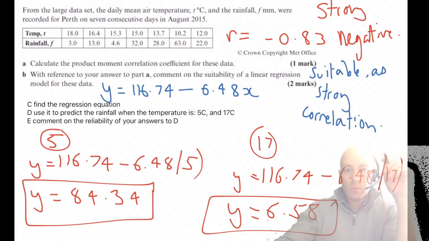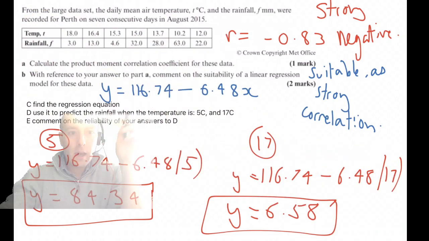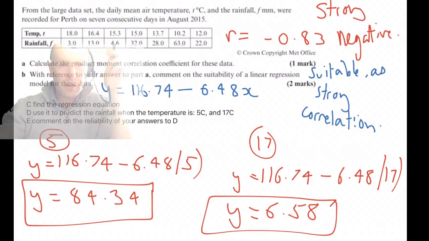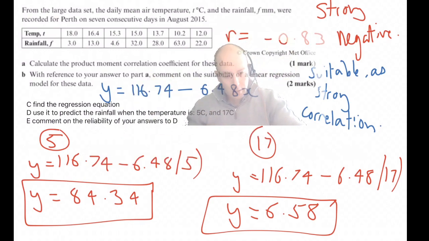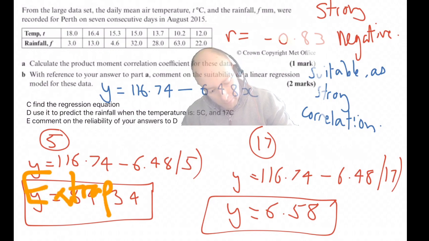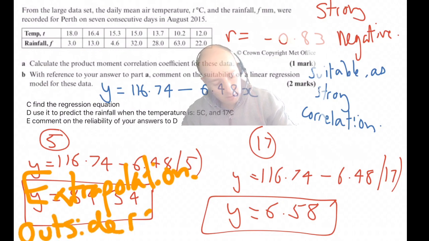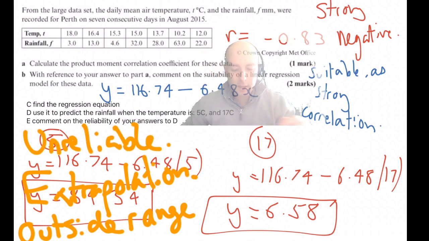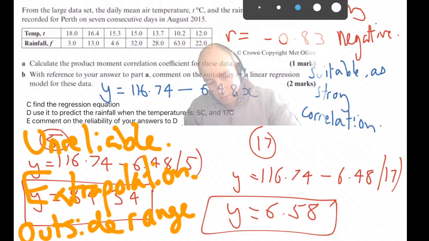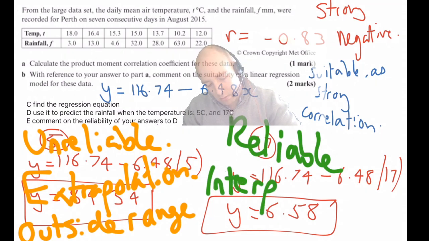Well, 17 is within the range, so 17 would be interpolation because it's inside this range of values. 5 would be outside the range because it's below the lowest, which was 10.2, so that would be extrapolation. So we can say extrapolation, outside range and unreliable. For the other one, reliable, interpolation, inside range.